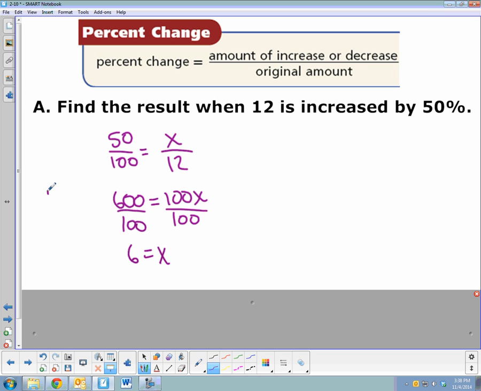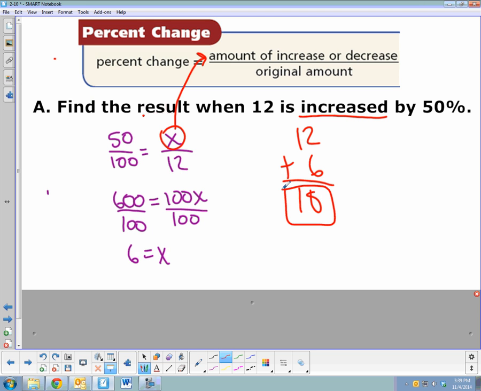Now, that's not my final answer. That's how much it changed. Remember, x tells us the amount of increase or decrease. How much did it change? I solved for x. I know that it increased 6. The amount of increase or decrease was 6. If it started at 12 and it increased by 6, the result will be 18. And that's my final answer, 18. Not 18 increased, not 18 decreased. That's the result. When I take 12 and I increase it by 50%, I get a result of 18.